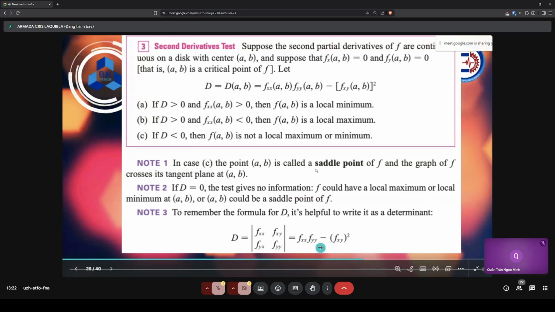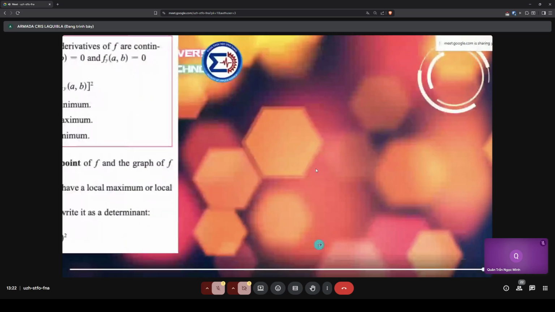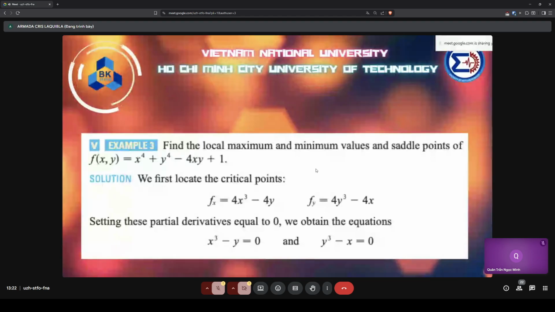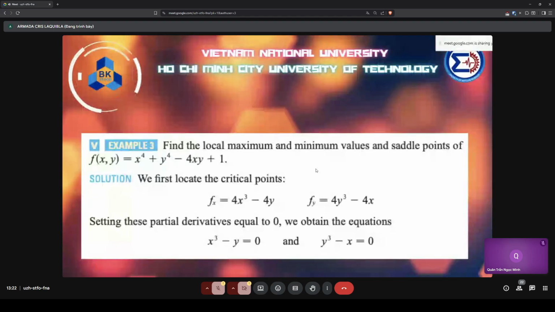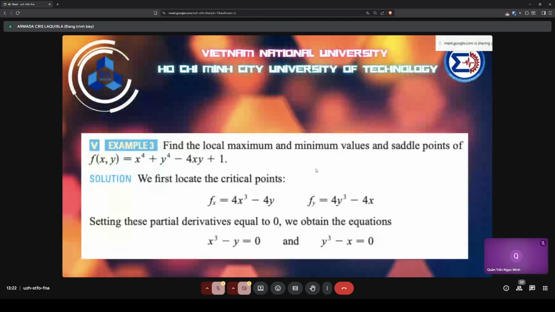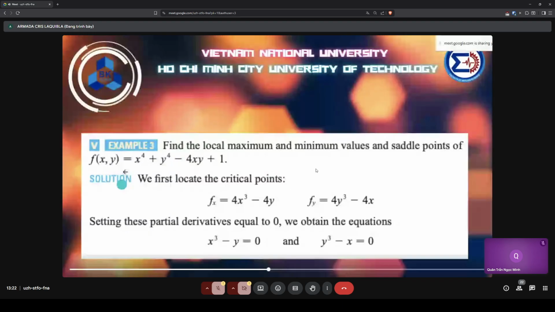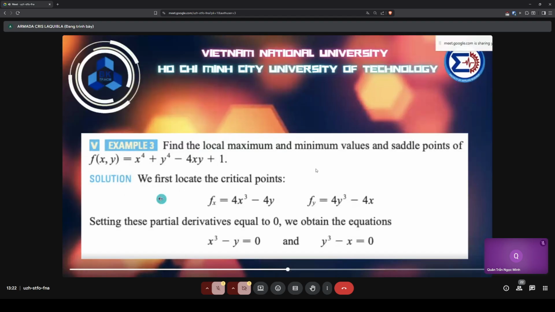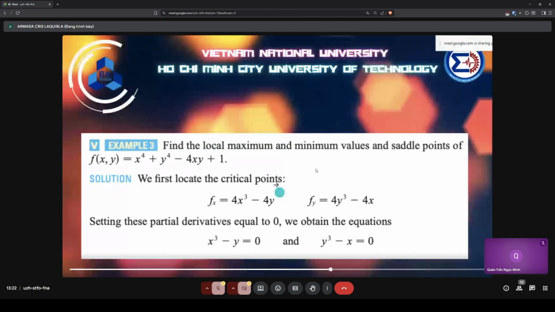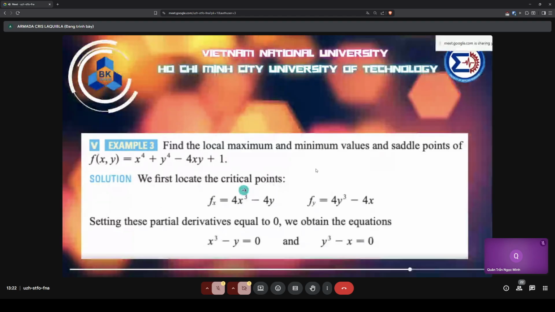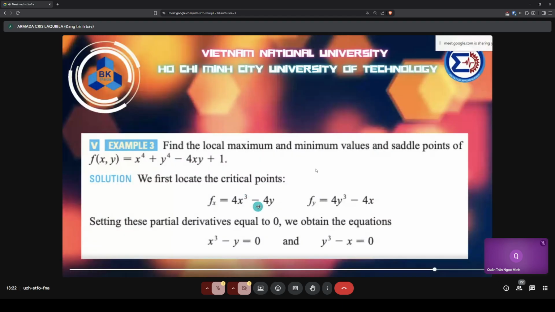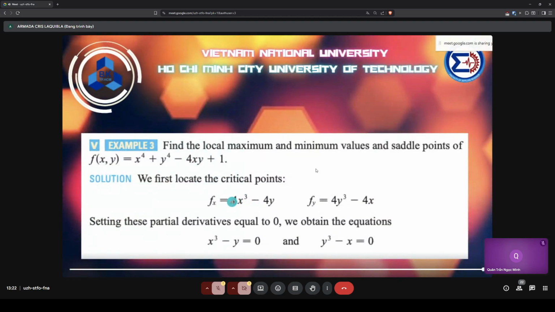Okay, next we have this one. Find the local maximum and minimum values and saddle points of f(x, y) = x^4 + y^4 - 4xy + 1. Here, class, the highest exponent of x and y is 4, so we are expecting that the highest possible number of values for x is also 4. That's just the possible maximum, okay? I didn't say it will always be equal to 4. Sometimes it's only 3 that we can solve, 2 or 1 only.